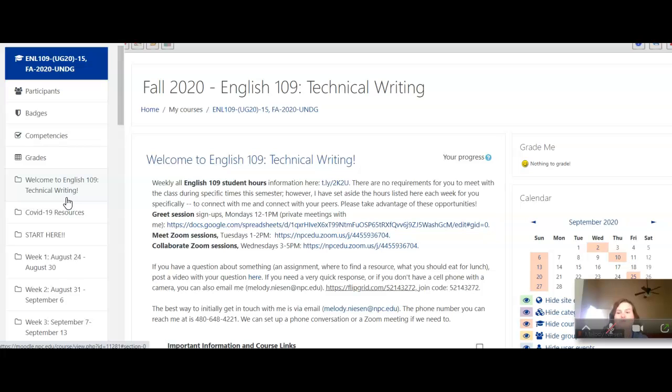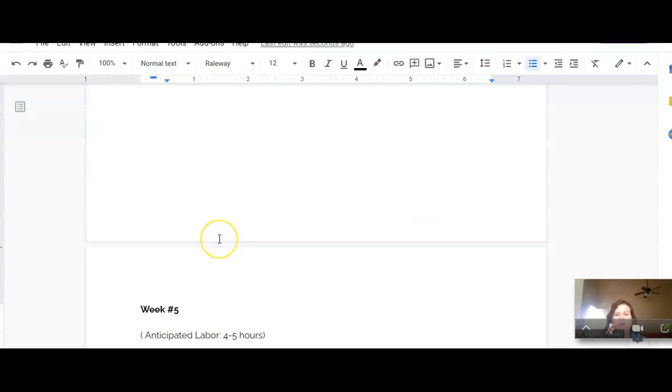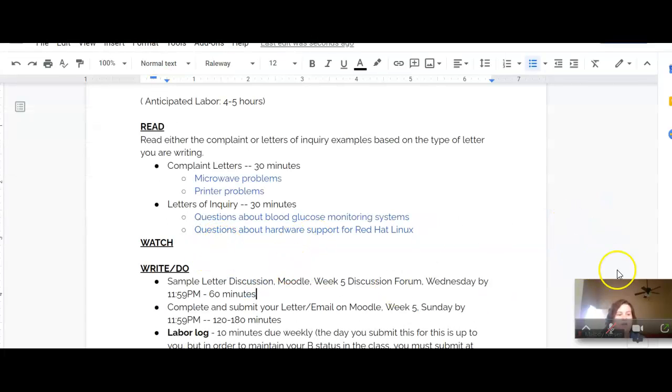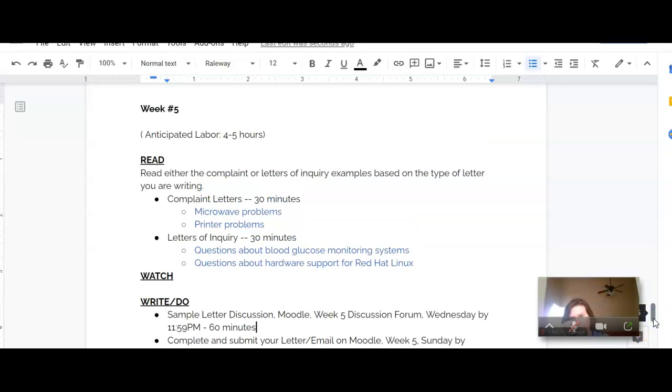This week we're going to scroll down to week 5 and open up the Labor Number 2 project handout, then scroll all the way down to week 5. As you know, we are working on our letter or email, our complaint letter or letter of inquiry, and you only have to write one or the other. You don't have to write both kinds of letters.